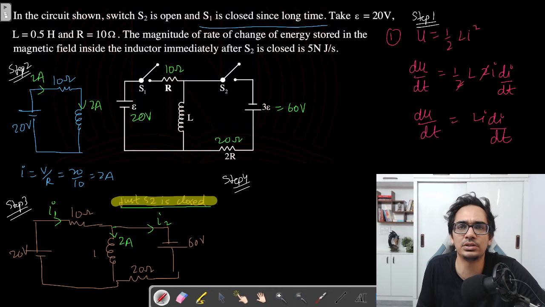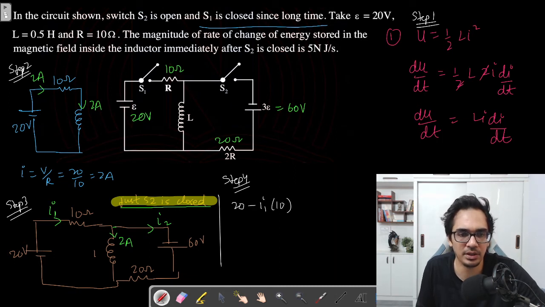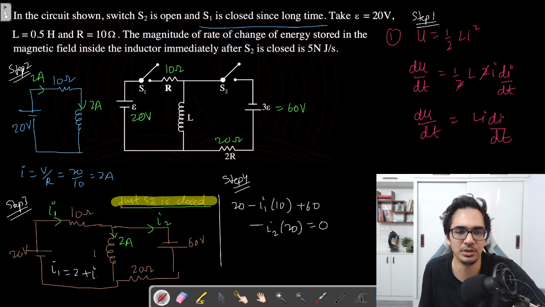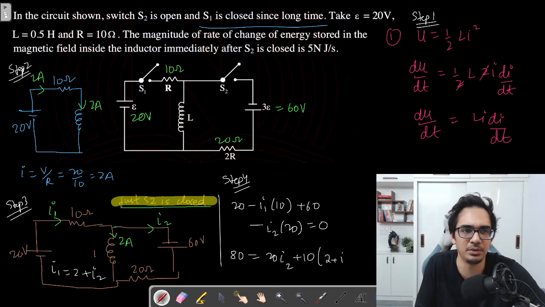Now the step 4, the calculation part. In step 4, you can use KVL in the bigger loop. So 20 minus I1 into R, then plus 60, then minus I2 into R is equal to 0. I have used KVL in the bigger loop. Now I1 is equal to I2 plus 2 ampere, right? I1 is equal to 2 plus I2. So this 20 plus 60 will become 80. So 80 is equal to 20 I2 plus 10 I1. So plus 10, and I1 is 2 plus I2.